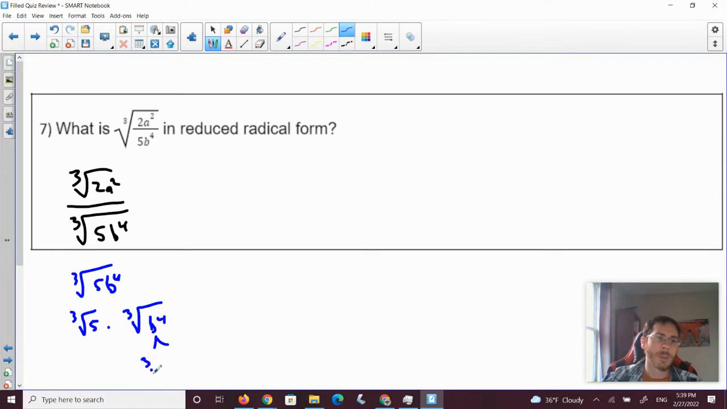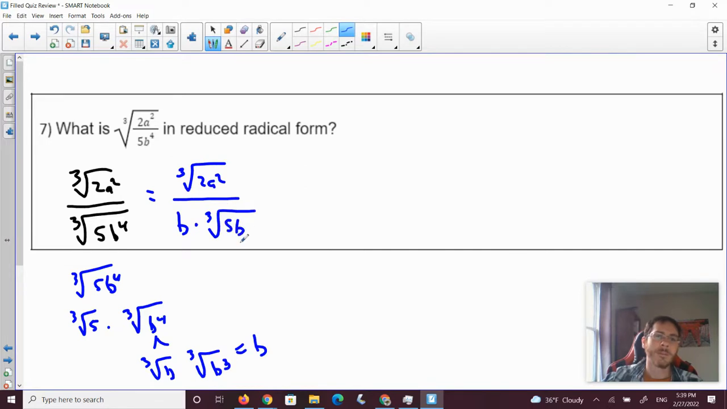So if we want, we can split this up into cube root of b to the third power. That's just equal to b. This one we can't do anything with. This one we can't do anything with. So if we simplify the denominator a little bit, we get 2a squared over b times cube root of 5b. So it looks like we're doing a little bit better.